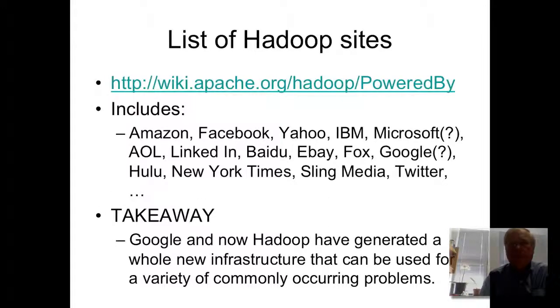Given here is a list of Hadoop sites for you. That list changes every day, but it's sort of like the top 500 HPC sites. You can go and see who's using Hadoop today for what. My takeaway here is that Google and now Hadoop have generated this whole new infrastructure that really can be used for lots and lots of different kinds of commonly occurring problems, not just in the search field, but also in scientific computing, in social, in all sorts of research and education.